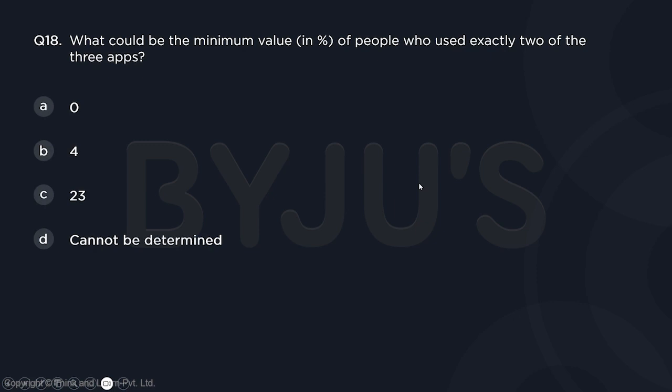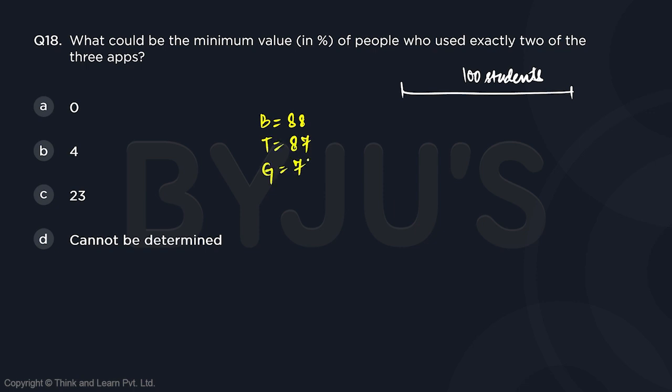Question number 18. What could be the minimum value in percentage of people who used exactly 2 of the 3 apps? So we have these 100 students with us, and the types of chocolates we have are the very first one, which is B, which is 88. Then we have the next type of chocolate, which was T, which is 87. Then we have G, which is 71. We have a total of 246 chocolates, right? So now we need to minimize the students who will have exactly 2 of the 3 apps.